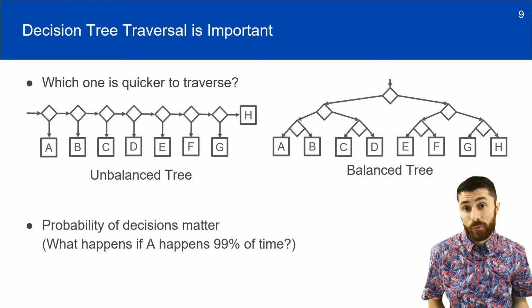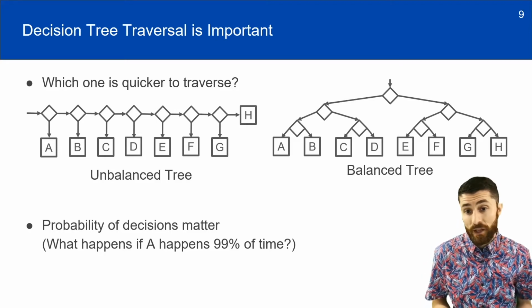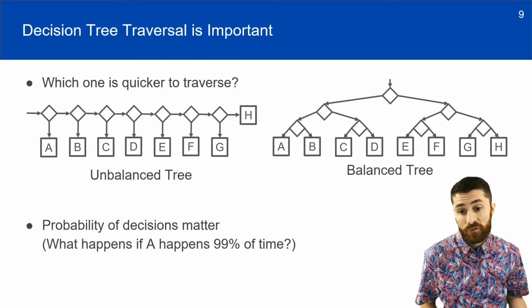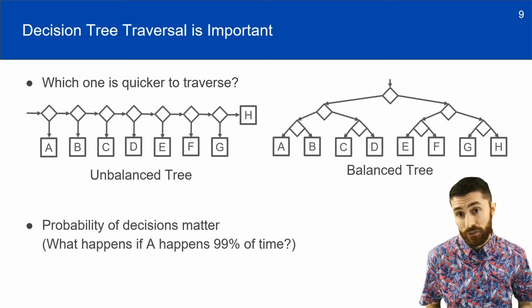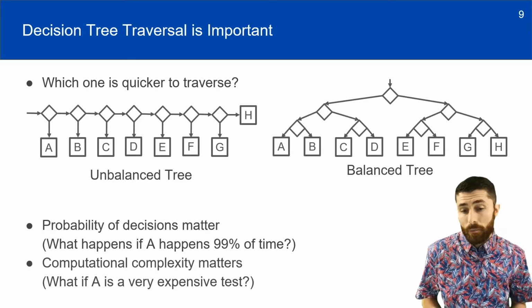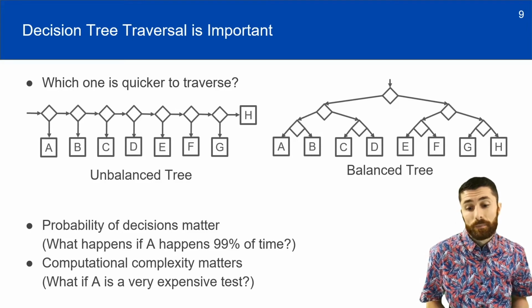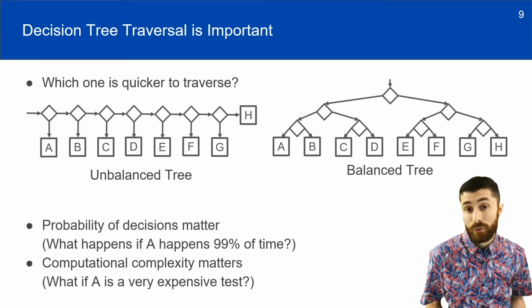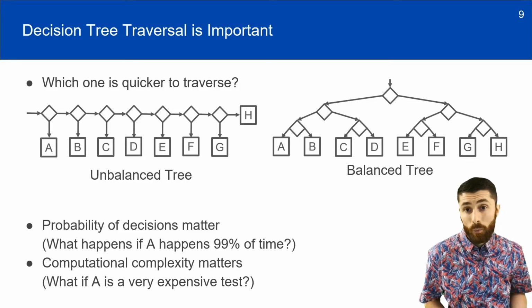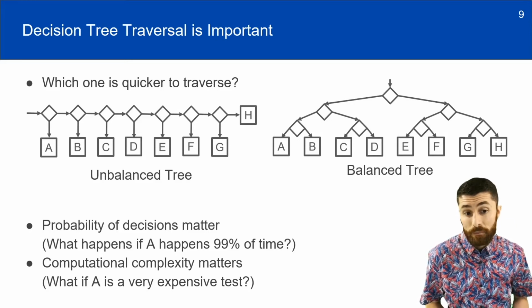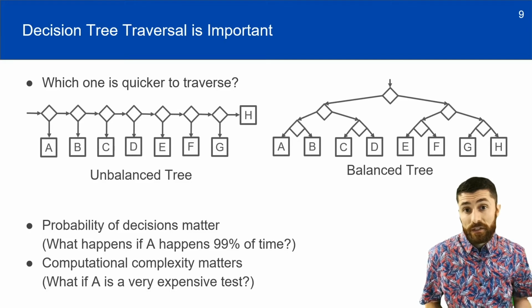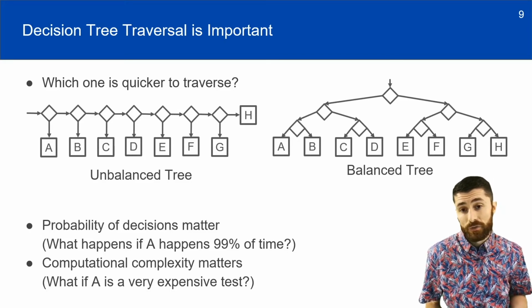Which of these actions is most likely to happen? If you know that a particular scenario is going to have action A, B, or C happen most often, then you might choose the unbalanced tree. However, it's not just about the probability, it's about the computational complexity as well. What if A had the most expensive test to do? Then you probably wouldn't want to run that test all of the time. You would probably definitely not want to run it as the first one each single time either, which would happen in an unbalanced tree.